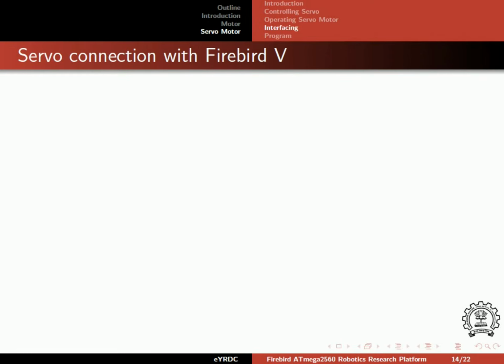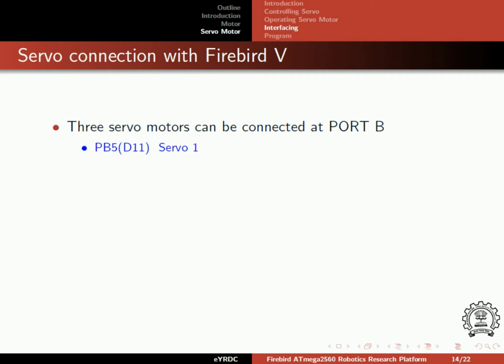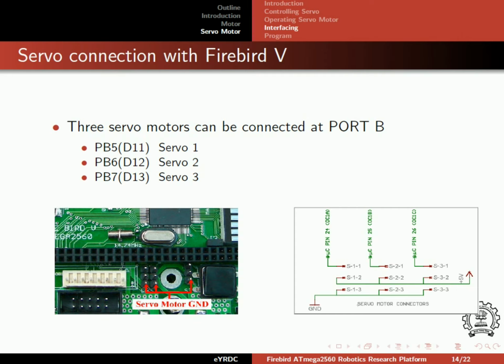Now let's move toward the interfacing of servo motor with Firebird 5. 3 servo motors can be connected at port B. Servo 1 is connected to PB5, which is digitally mapped as D11. Servo 2 is connected to PB6, which is digitally mapped as D12. Servo 3 is connected to PB7, which is digitally mapped as D13. The figures show how to insert the connector in the Firebird 5 robot.